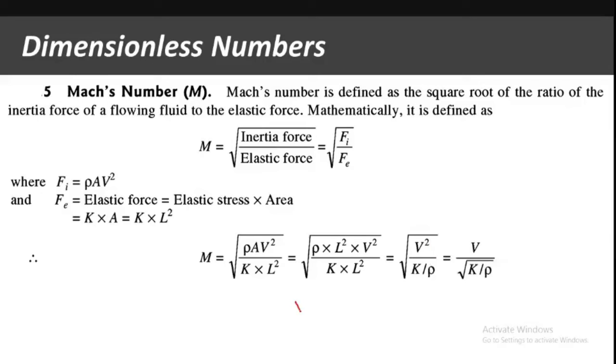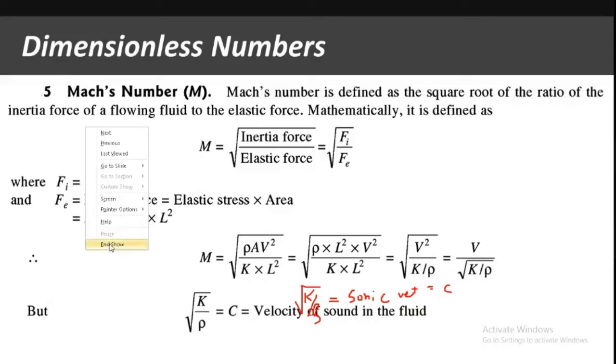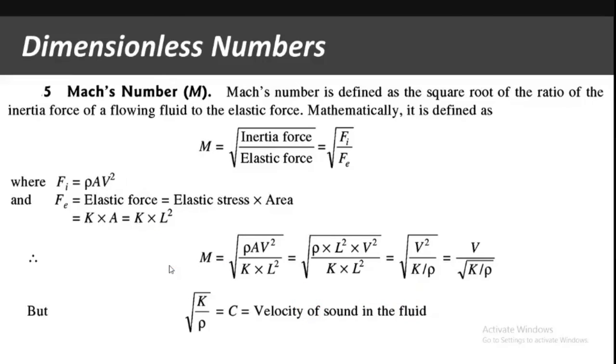This term, under root of K upon rho, means the ratio of bulk modulus of the fluid to the mass density. It is called sonic velocity, or this ratio equals the velocity of sound in air, denoted by sonic velocity C. So the second definition is the ratio of actual velocity to sonic velocity. Remember, under root of K by rho is nothing but the velocity of sound in the fluid. So another definition is that Mach number is the ratio of actual velocity divided by sonic velocity.